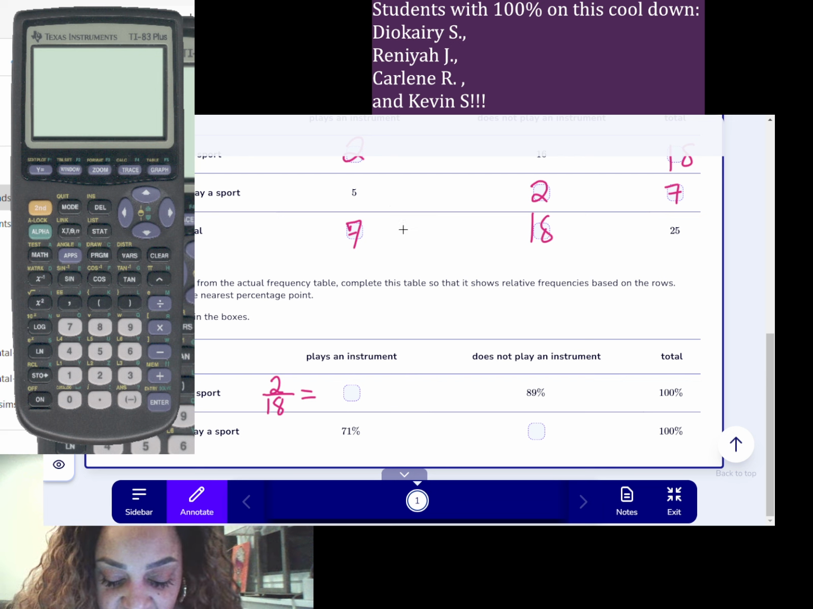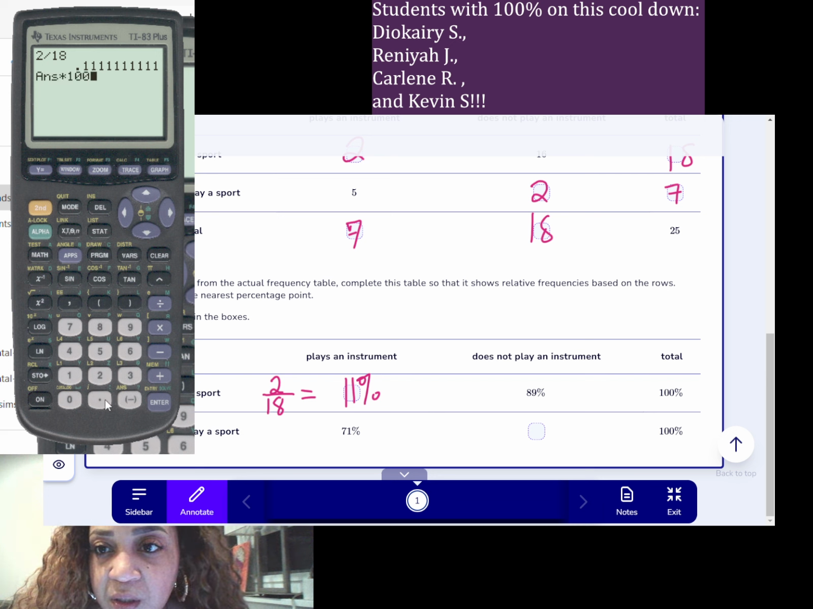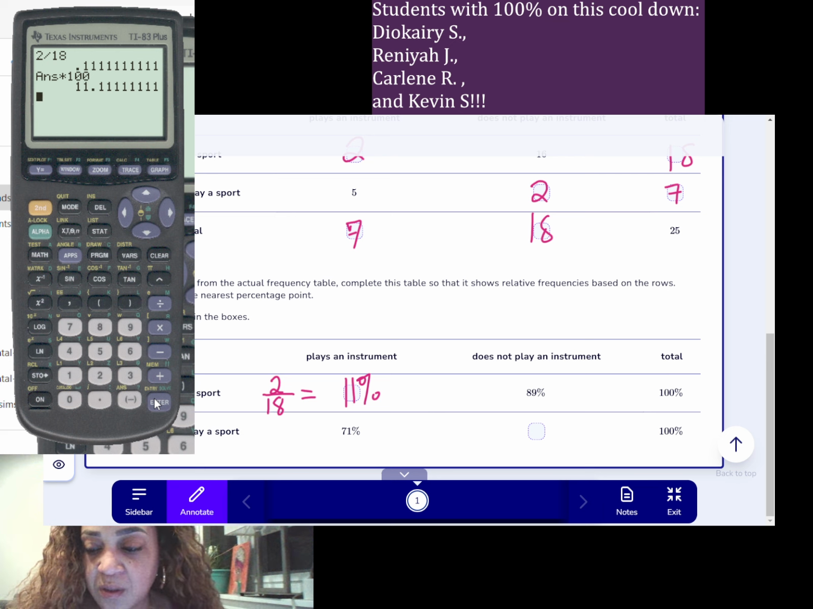Okay, and then our question says to round to the nearest percentage point. So let's turn on our calculators, and we need 2 divided by 18. I see that's 0.1111, which is going to be 11%. If you ever get confused about that, you can just put times 100 in your calculator to see the number rounded as an overall percentage.